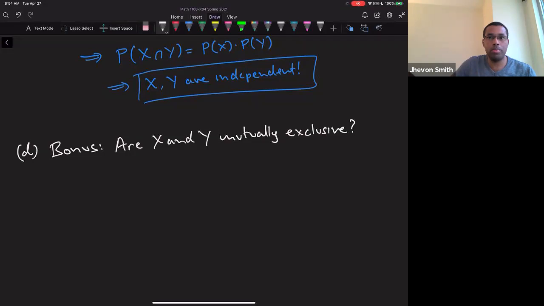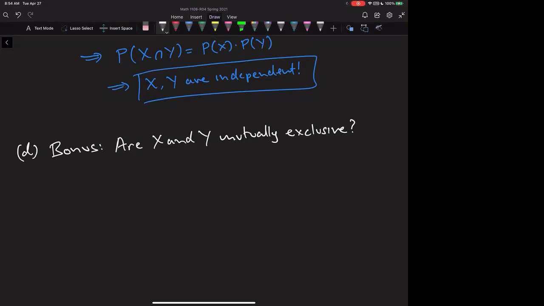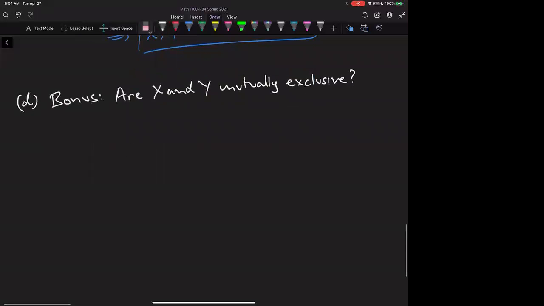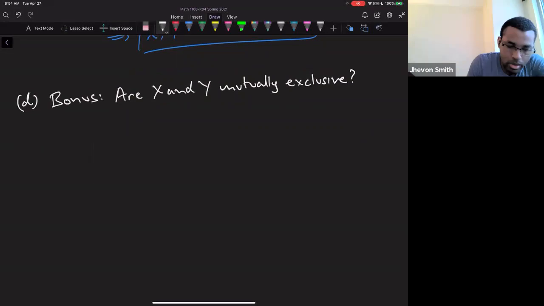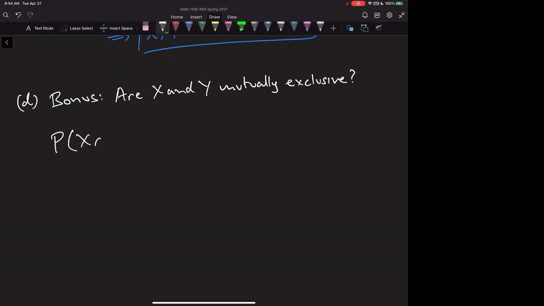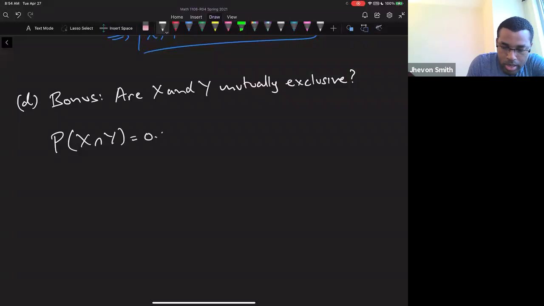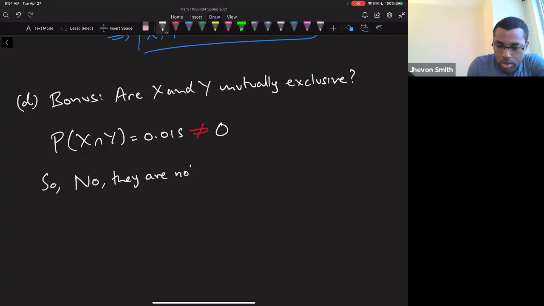Yes, no, maybe so? No, because the probability of x and y would have to be 0. Right. So you have the probability of x and y. We found that is 0.015, but that's not equal to 0. So no, they are not mutually exclusive.